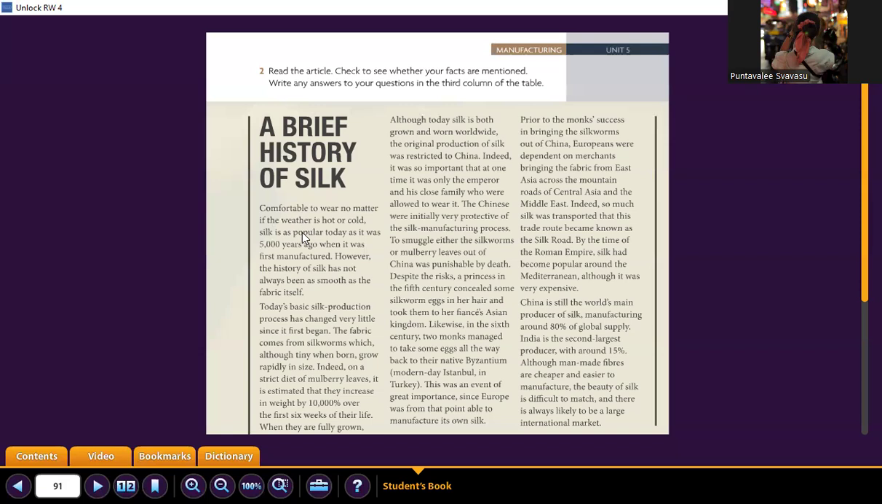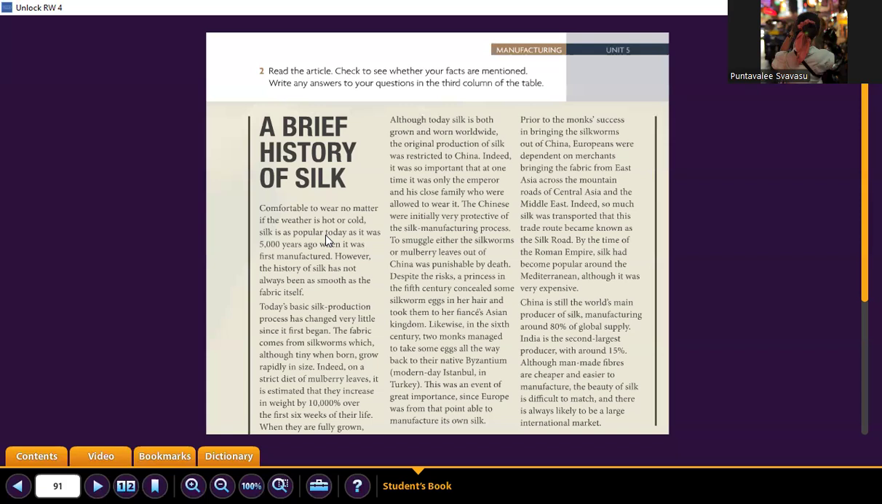So weather, climates. The statement says that it is suitable for different climates, and here it says comfortable to wear no matter if the weather is hot or cold. So it's in different climates and you can wear it. For this one, you will see that the answer for the first question is true. It is true because even if it's not the exact same words, when you read it, we get the same idea, that we could wear it in different climates.